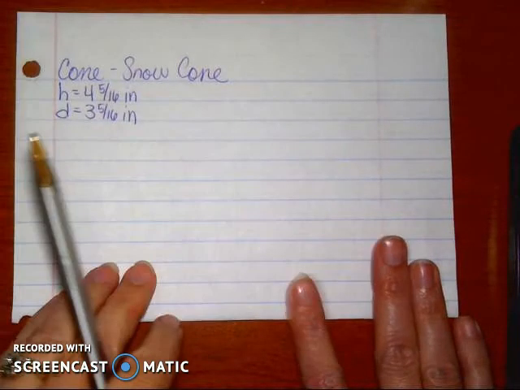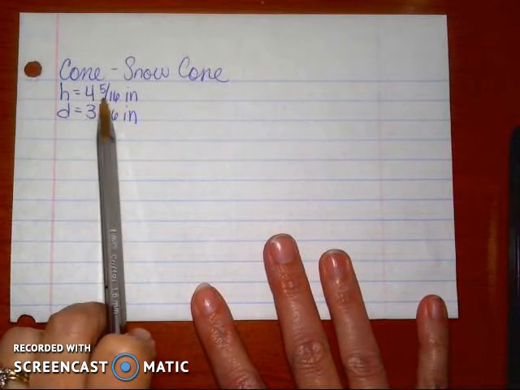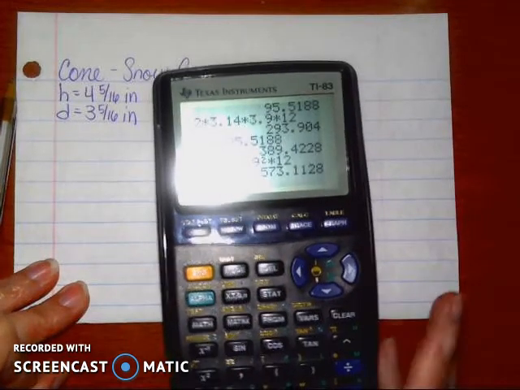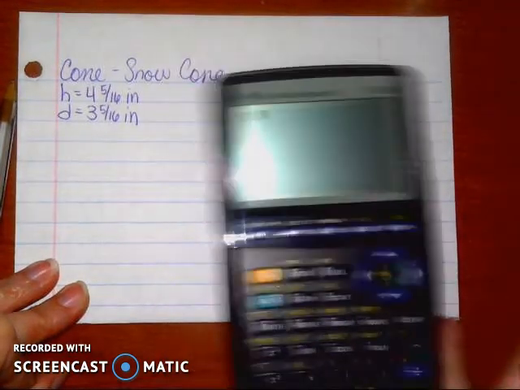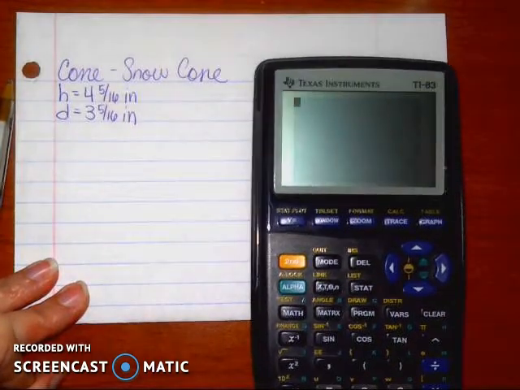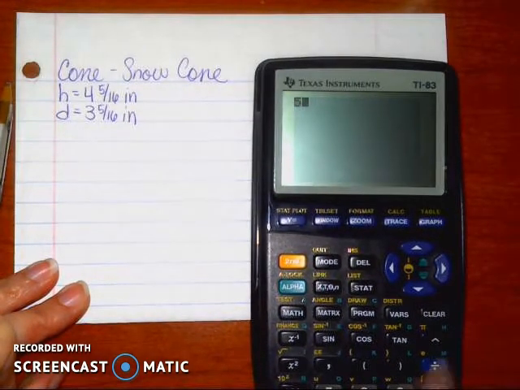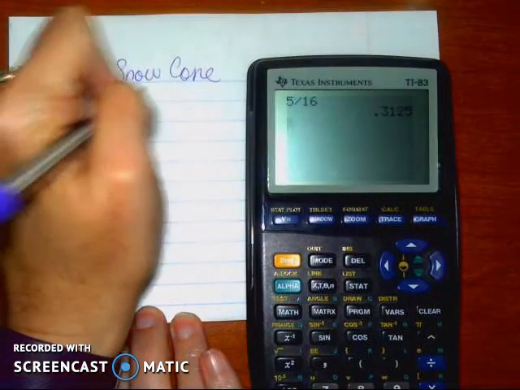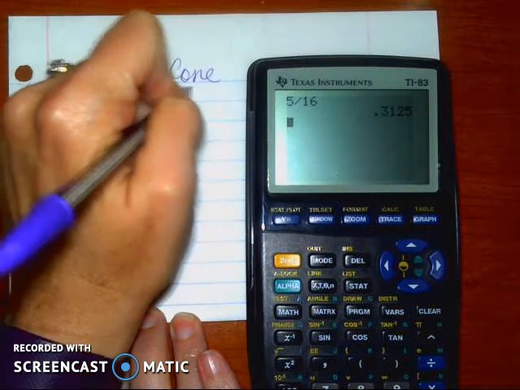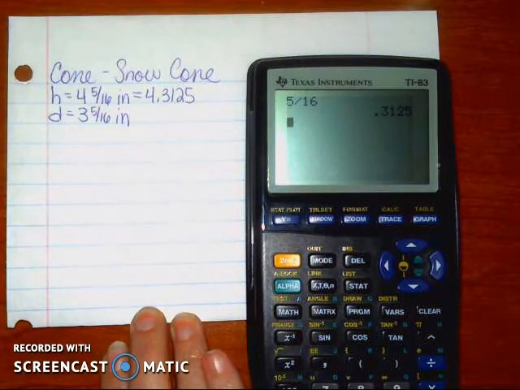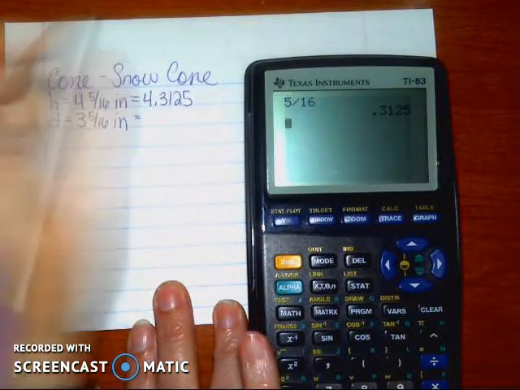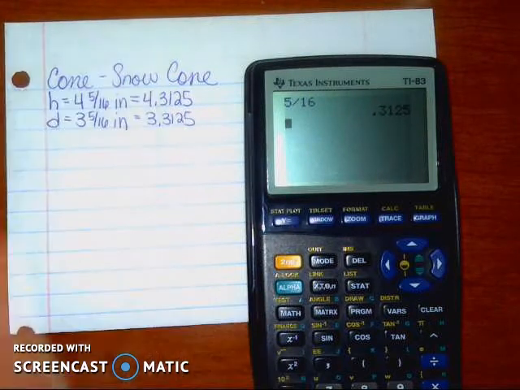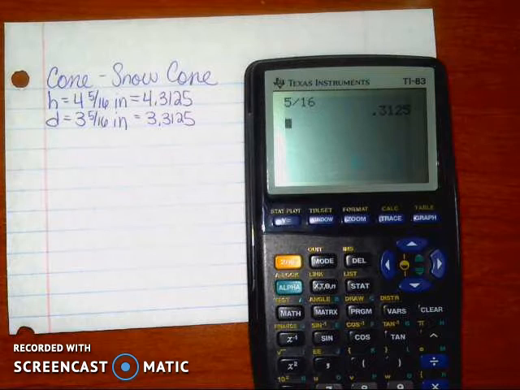Okay, well, radius, first thing I want to do is I notice these are in fractions. And I know some people don't really like fractions, and it's easier to calculate using decimals. So I'm going to find the decimal representation. So 5/16 is 0.3125. So that's going to be equivalent to 4.3125 inches. And I'm just going to go ahead and leave it. And then the diameter is going to be 3 5/16, which is going to be 3.3125, and that's going to be the measurement.